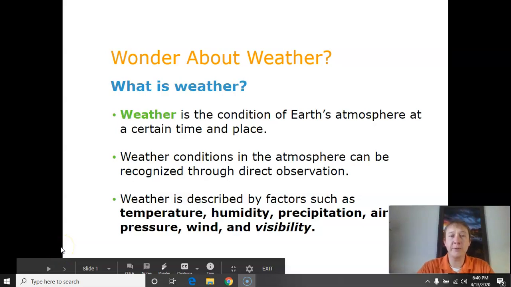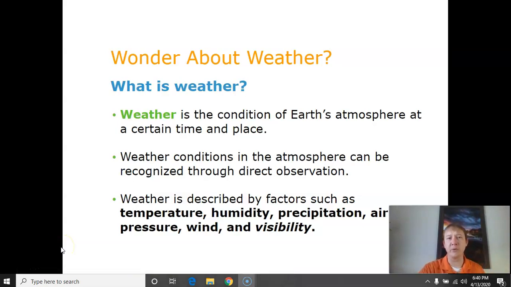Okay, so what I'm going to be going through today is the essential elements of weather and those key factors that we look at. The first thing we're looking at is, what is weather? Weather is what we call the condition of the Earth's atmosphere at a certain time and place. So we're talking about the conditions outside right now.